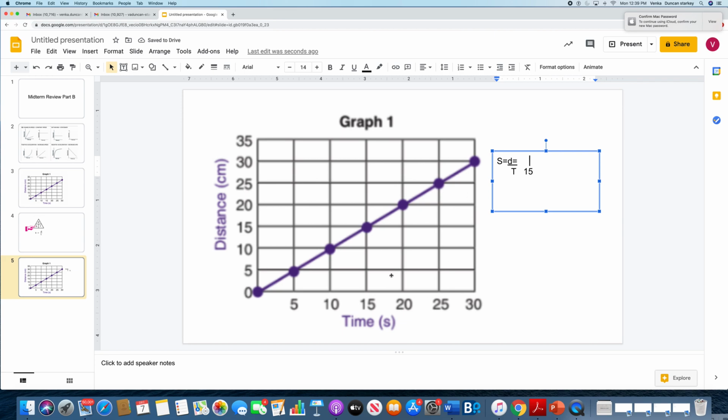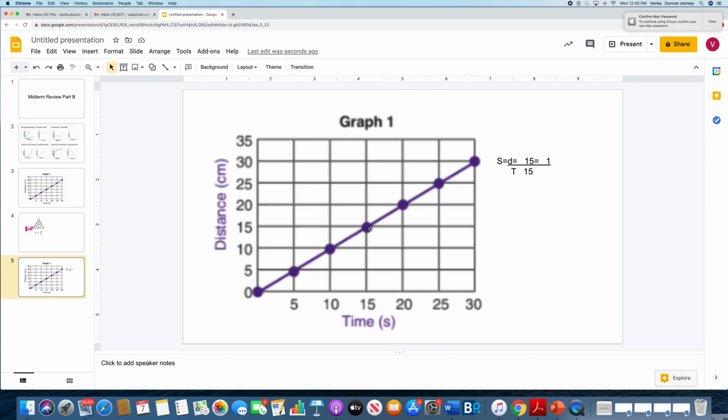And at 15 seconds, our distance is also 15 centimeters. So now we have 15 divided by 15, and that's going to equal a speed of 1. So our speed on this graph at 15 seconds is 1 centimeter per second.